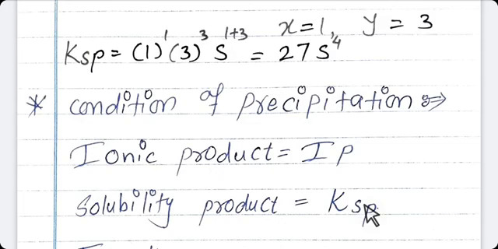So these are the three conditions for precipitation. First is IP is equal to Ksp, solution is saturated and solubility equilibrium exists. Second is IP is greater than Ksp, solution is supersaturated, hence precipitation of compound will occur. Third is IP is lower than Ksp, solution is unsaturated and precipitation will not occur.